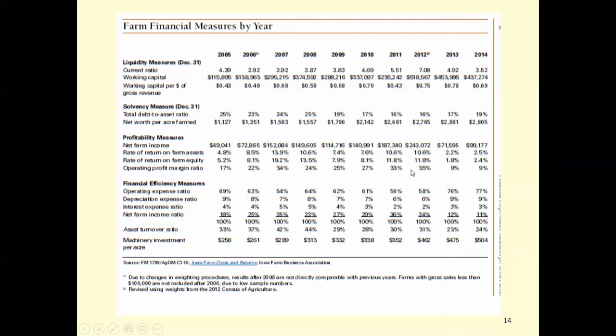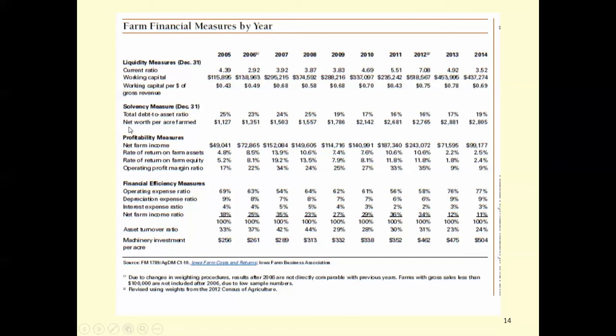Okay, this I copied and pasted from Iowa Farm Costs and Returns from the Iowa Farm Business Association through Iowa State University Extension Service. And this shows in Iowa, right here, look, total debt to asset ratio. You can see from 2005 up till 2014, 25% was the absolute high and actually decreased all the way down to 16%, and maybe slight increases now up to 19%.